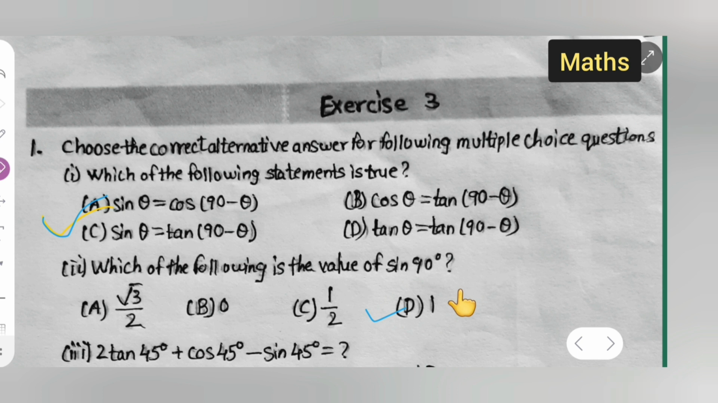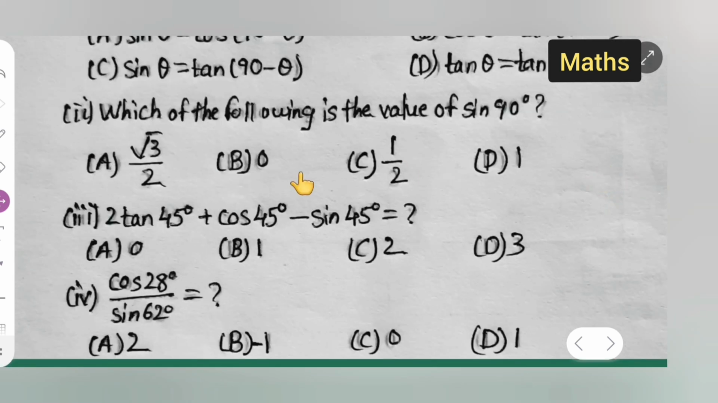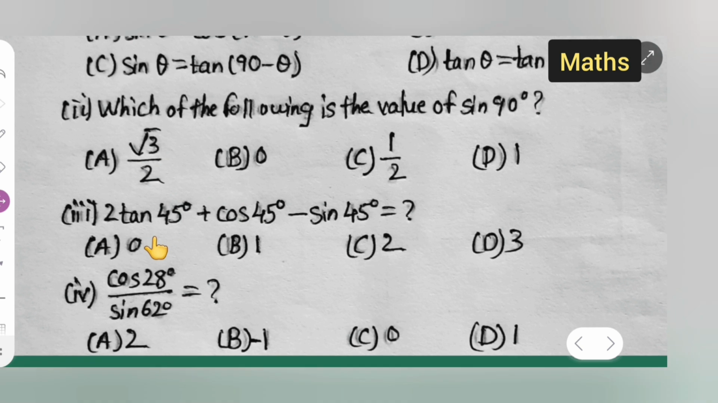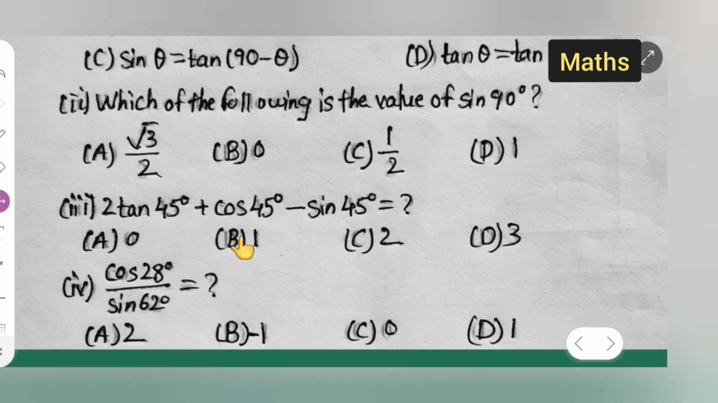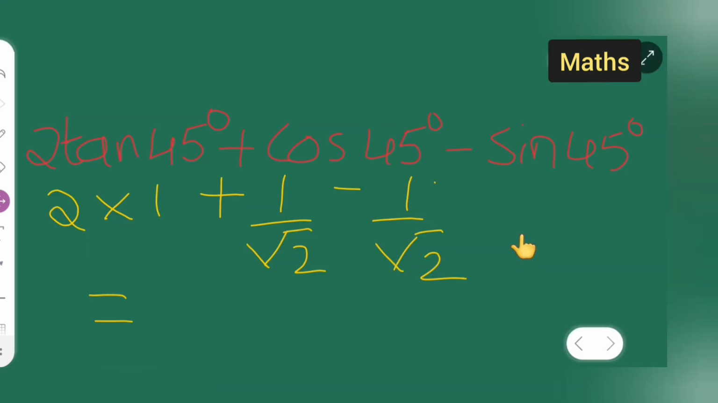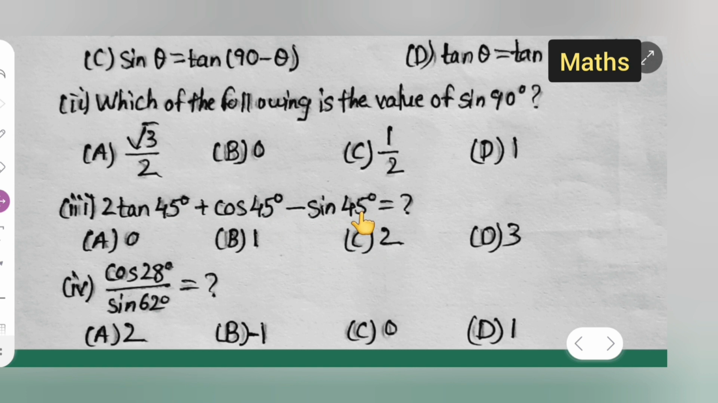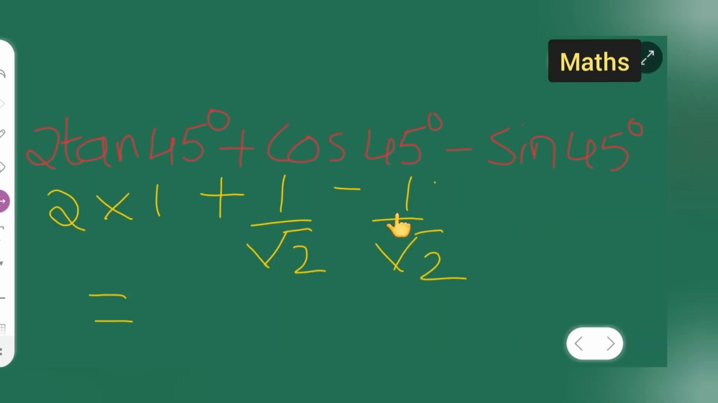So next, moving further, that is question number third. Okay, so let me do it. 2 tan of 45 degree plus cos of 45 degree minus sine of 45 degree is equal to dash. Which option is the correct option? For that we need to solve this, okay? So let me start solving it. Now the question is: 2 tan of 45 degree plus cos of 45 degree minus sine of 45 degree. I have written this as it is, okay, first.